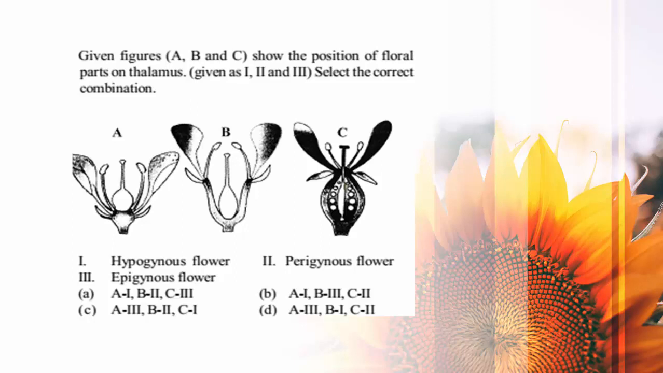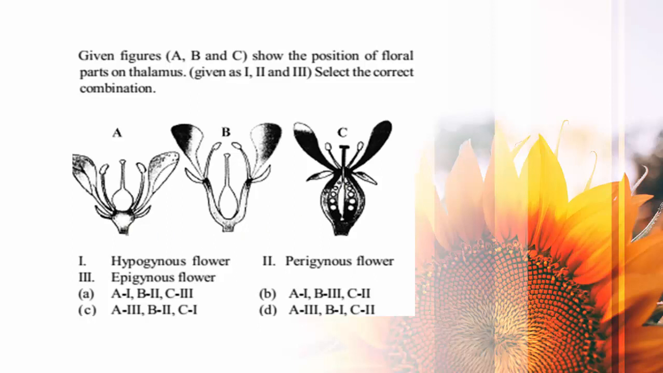types of flowers based on the floral position on the thalamus. Thalamus is the base of the flower on which all the floral parts are situated. Depending on floral parts on the thalamus, the flowers are classified into three types: hypogynous, epigynous, perigynous. In the given question, A represents which flower, B represents which flower, and C represents which flower, that we have to identify on the basis of the diagram.